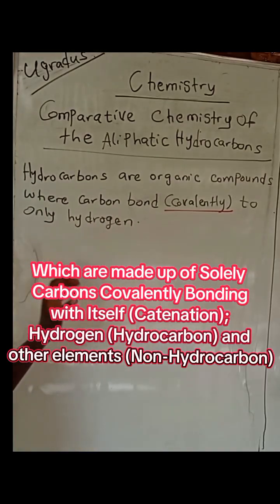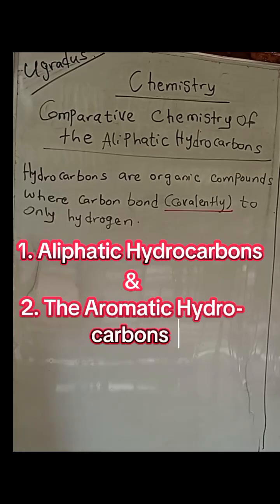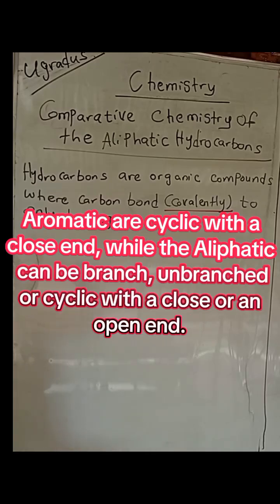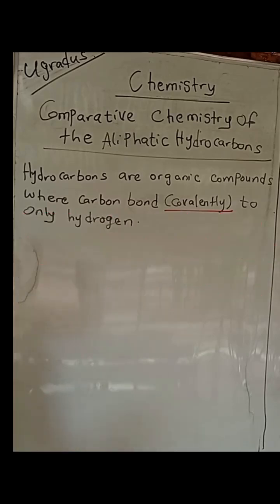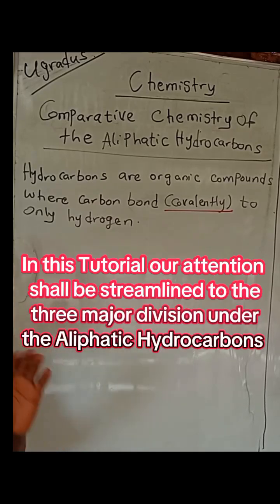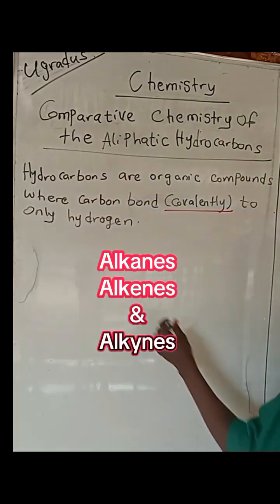The hydrocarbons are divided into two, the aliphatic and the aromatic. The aromatic are known to be cyclic with a closed structure, while the aliphatic can be cyclic, branched, or unbranched. They can be straight, branched, unbranched, and they can be cyclic. But aromatic compounds are strictly cyclic, and they are all examples of hydrocarbons. In this tutorial, I'm going to be focusing our attention only on the aliphatic hydrocarbons. And when we say aliphatic hydrocarbons, we are simply talking about alkanes, alkenes, and alkynes today.